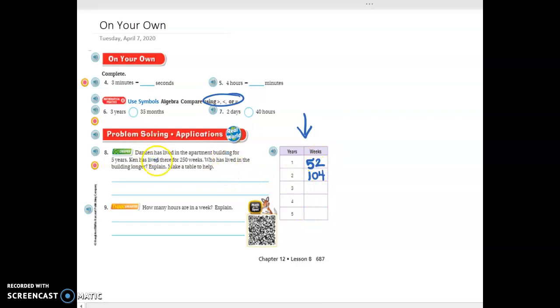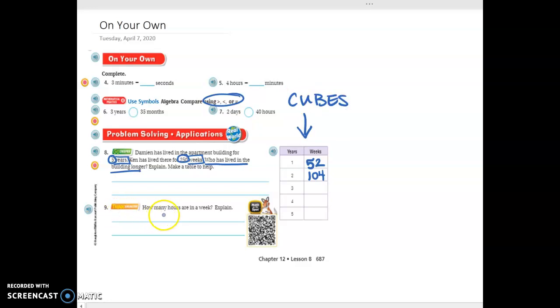Solve this problem. Remember, CUBES. Circle the numbers. Underline the question. Box the keywords. Evaluate and solve. That's what that stands for.